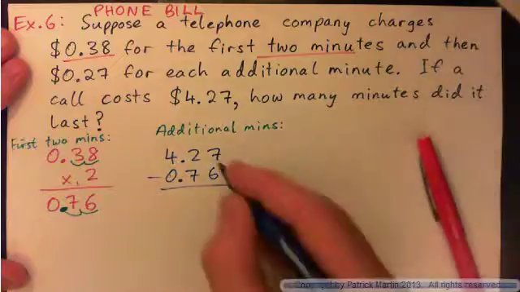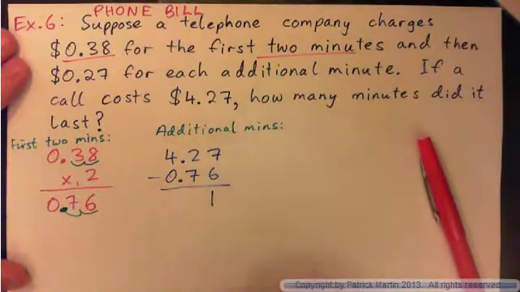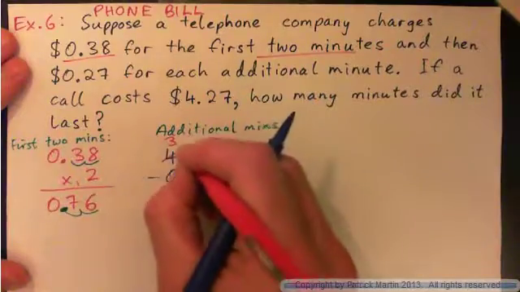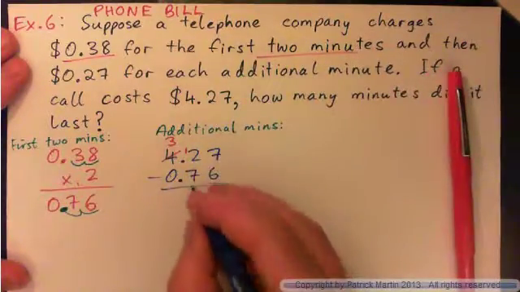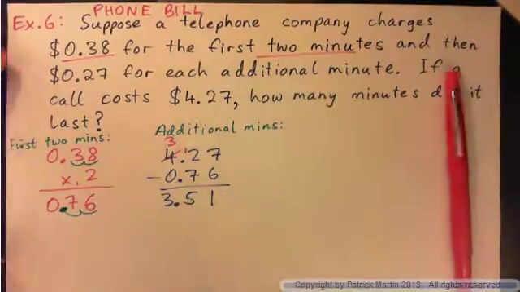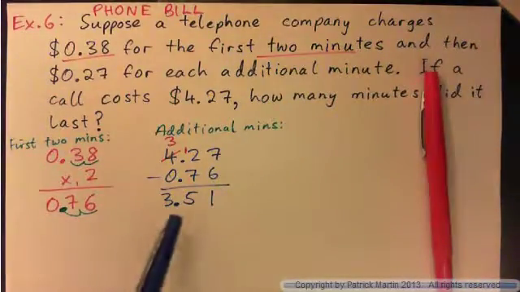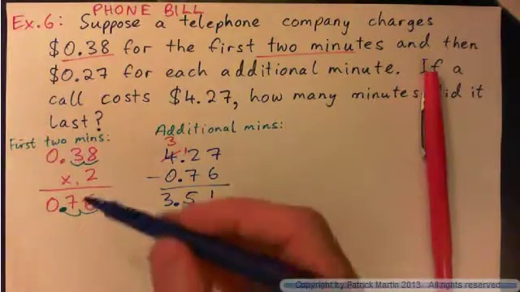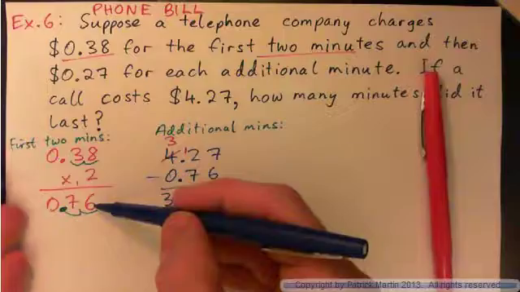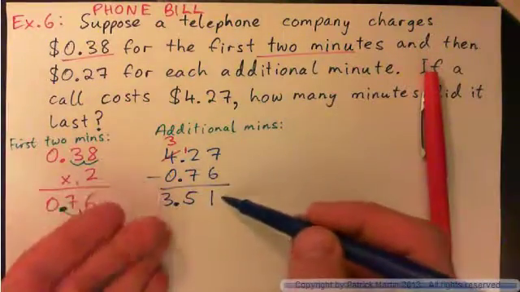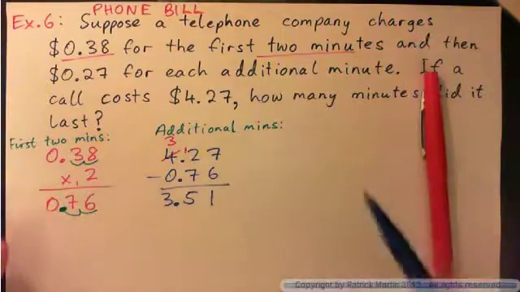So 7 minus 6 is 1. This turns into a 3, carry the 1. 12 minus 7 is 5. 3 minus 0 is 3. So $3.51 was spent on the additional minutes, right? Because look, 2 minutes at 38 cents, that's 76 cents for the first 2 minutes, and then we spend $3.51 on the additional minutes.